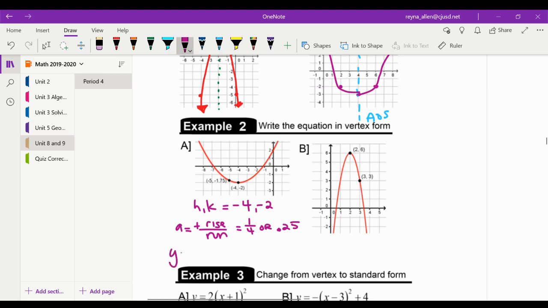Okay. So y equals a, I'll use 1/4, times x minus h, but we have to do the opposite. So plus, squared, minus 2. Let's make that a better 4.